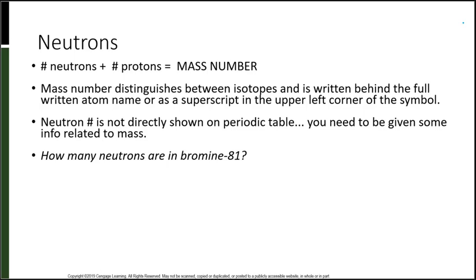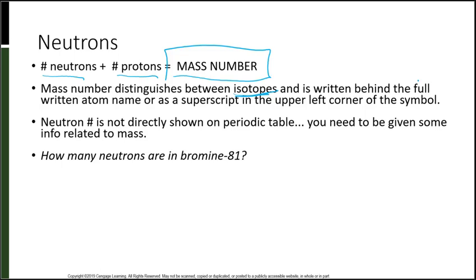So if I add up the number of neutrons and the number of protons, that gives me the mass number. Because remember, going back to that slide, the mass is found in the nucleus, and the nucleus contains protons and neutrons. We're not adding in electrons' mass. Remember, it took over 1,800 electrons to have the mass of 1 proton or 1 neutron, so we're not counting it. The mass number distinguishes between isotopes. Isotopes are atoms of the same element that have different masses.